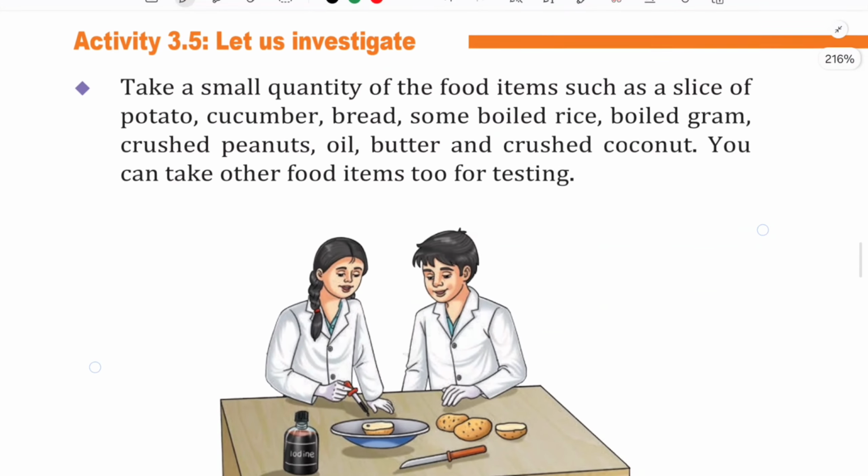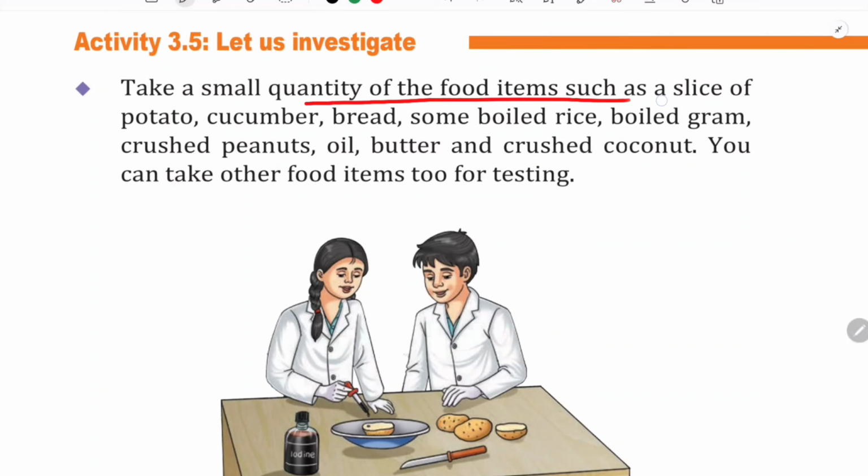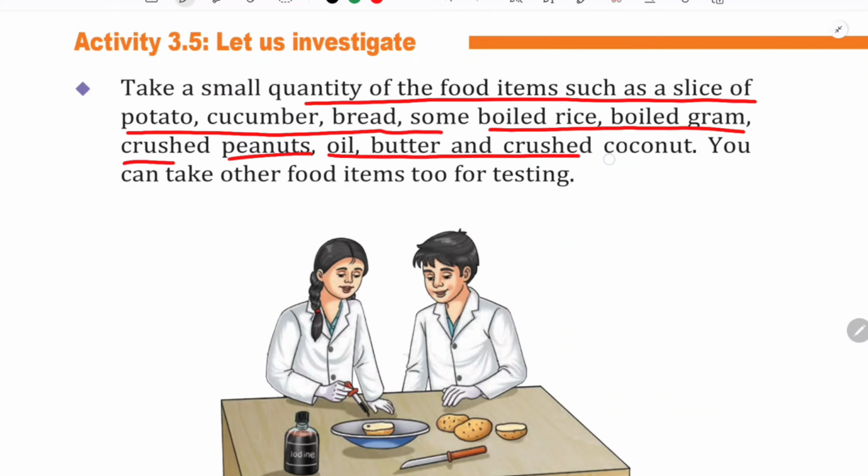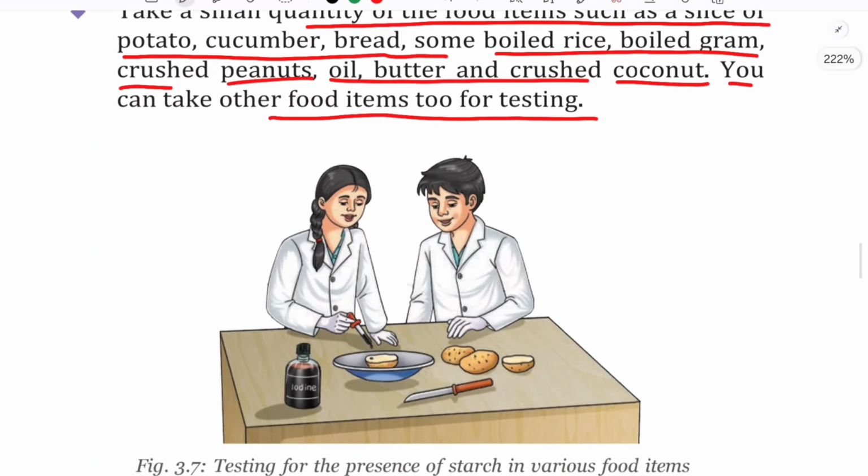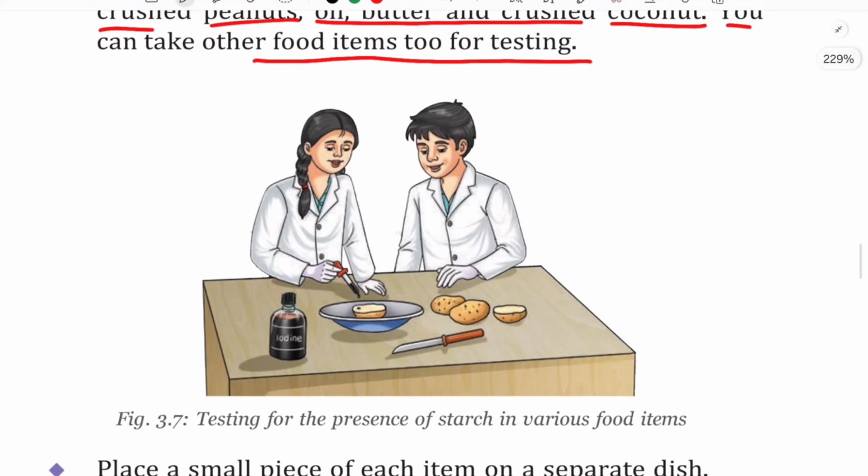See, these two children are also doing it. Just like this we are also going to see the steps here. You can learn the steps and do them afterwards in your school, with the help of your teacher. Take a small quantity of food items such as a slice of potato, cucumber, bread, some boiled rice, boiled grams, crushed peanuts, oil, butter and crushed coconut. You can take other food items too for testing. These items are easily available, isn't it? Potato, cucumber, bread, boiled rice, boiled gram, that is boiled chana, crushed peanut, oil, butter and crushed coconut.